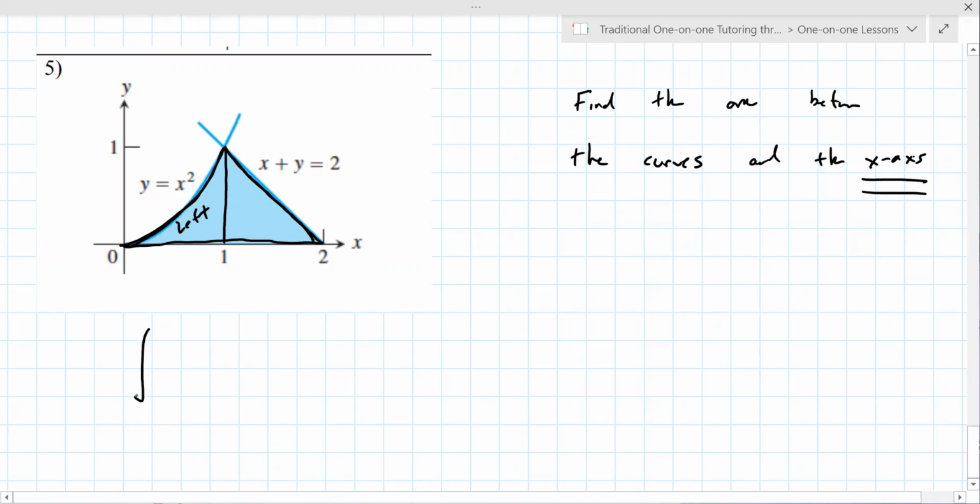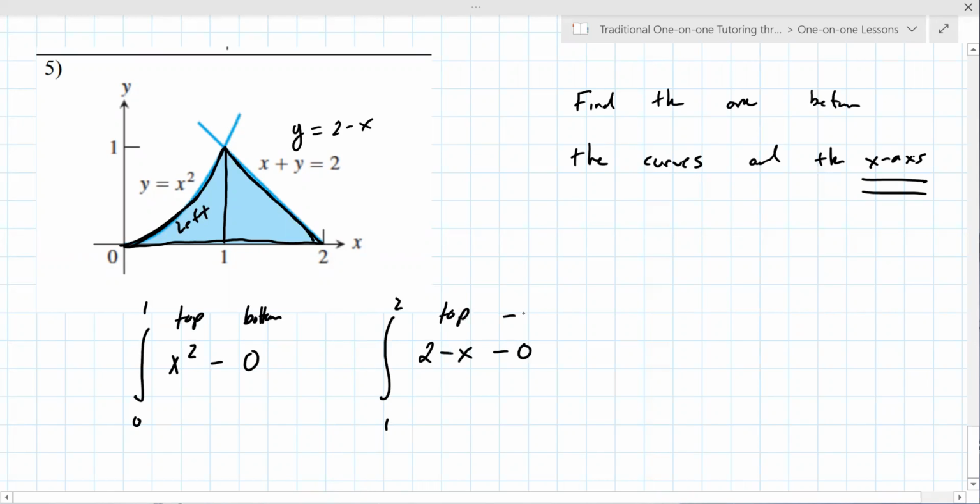So there is no top minus bottom, but the bottom in this case is the x-axis. So on the left from 0 to 1, it's x squared minus 0, because x squared is your top and 0 is your bottom. But isn't the x plus y equals 2 also your top? When you're going from 1 to 2, it is, yes. I see. Okay. Because you can't have two tops. I see. That's right. So you have 2 minus x minus 0. That's your top minus bottom. Okay.